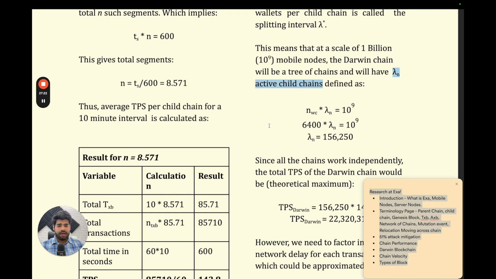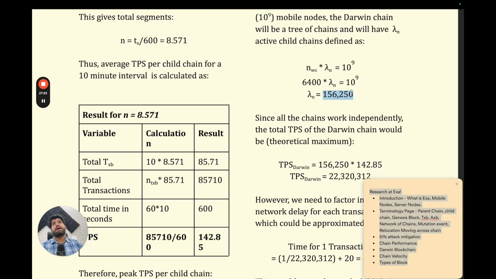If you look at the math, the total number of wallets in one chain multiplied by the total number of active child chains should come out to be a billion. Again, this is a theoretical maximum. We are assuming that all of the child chains are saturated and have 6400 mobile nodes. Of course, this number can vary, but for the sake of simplicity, we are just taking this assumption. Which means that at scale there will be about 156,000 child chains active in the network.